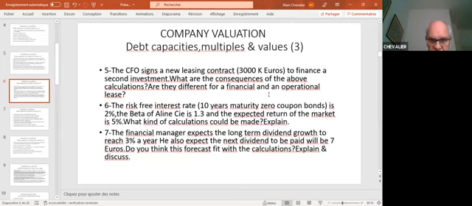Point 6, it's more calculation. We have a risk-free rate, a beta. We have an expected return of the market, and the first question is, what kind of calculation can we do? So, as you know very well now, the classical formulas and valuation techniques.